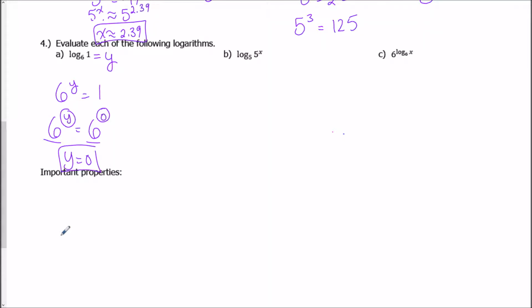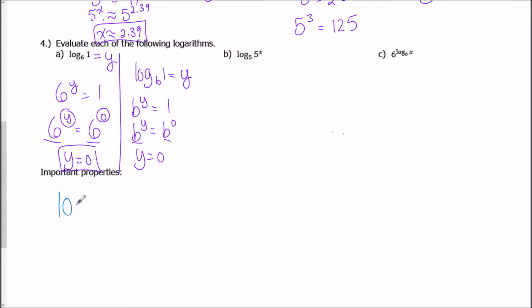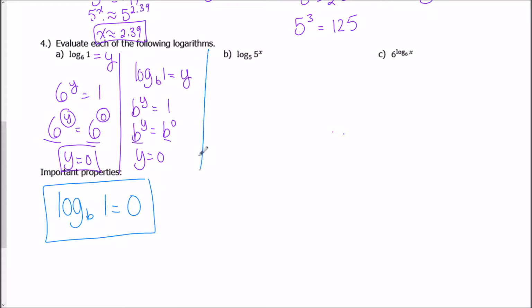And if we take a look at this right here, I could just say log base b of 1 equals y. So this is going to say b to the power of y equals 1. So I know b to the power of y is the same thing as b to the power of 0, because I need to have the same base. So y would equal 0. So we can say right here we have an important property: log base b of 1 is always going to be equal to the number 0. Always. That's a really important property that we need to write down.